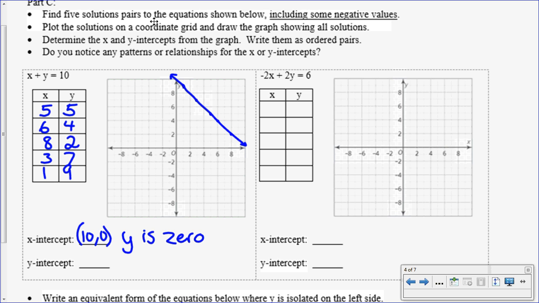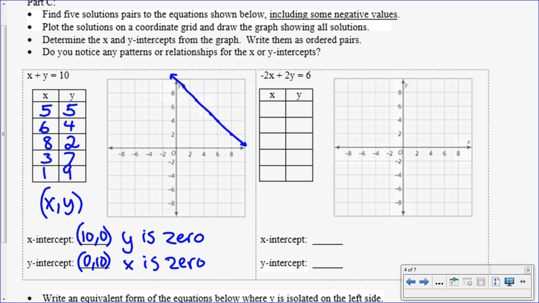Okay? And just the vice versa, when I'm trying to find the y-intercept, x is 0. So by doing that, x is 0, y is 10. And we write that as 0, 10. Because don't forget, in a coordinate system, everything is written as x, y. X first, y second in the coordinate point. Okay? So that's what that line looks like.